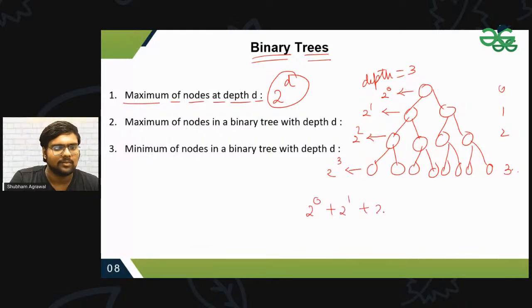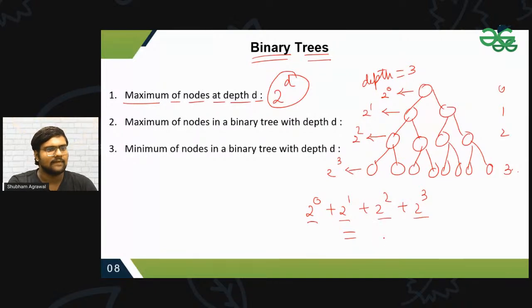Okay, and if we compute the result, here it is a GP, and the sum of a GP is defined as this. If we have a GP, the sum is defined as a(r to the power n minus 1) upon (r minus 1), if there are n elements.